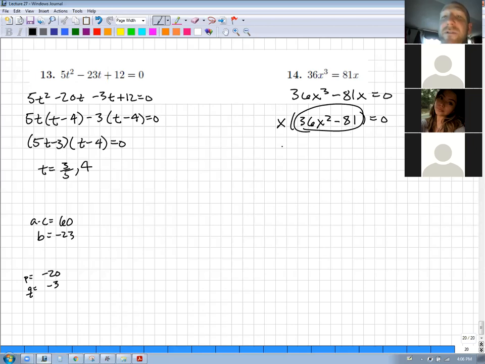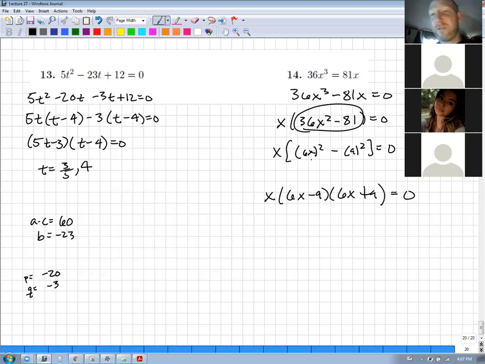Now this is the difference of two squares here. All right. 36 is 6 squared, right? And 81 is 9 squared. Remember the difference of two squares? So this would be 6x minus 9 times 6x plus 9. Anytime you have something minus something, you can write it as difference of two squares. Right? Let's put that in as a step. This is x times 6x squared minus 9 squared.